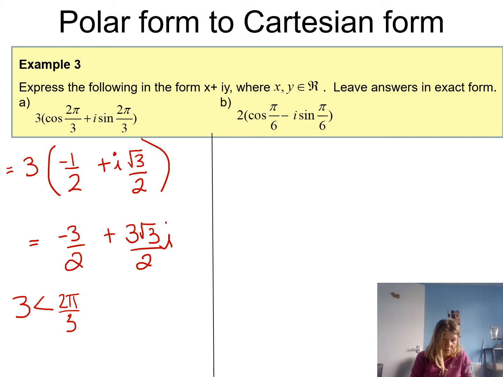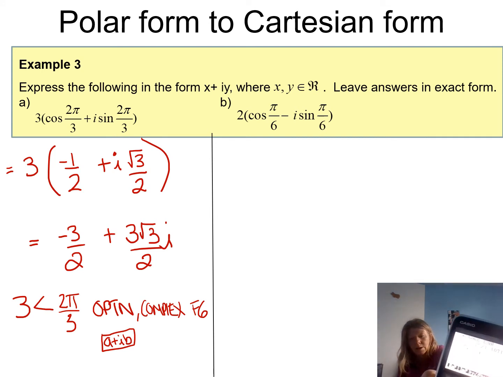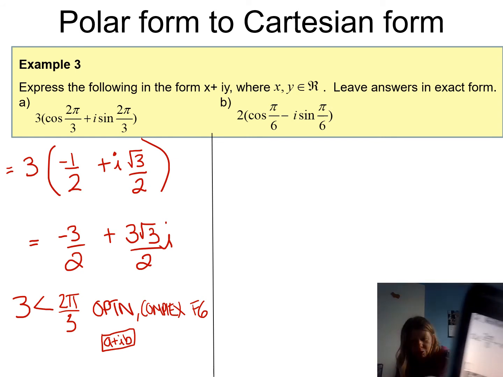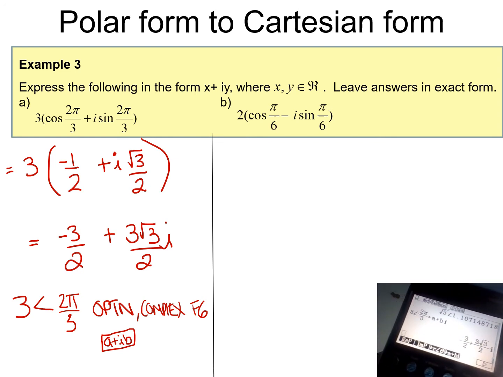And then you have to press option, complex, F6, and then the A plus IB button, and then it should give you that. And your calculator's pretty good, and it leaves it in some standard form. Anyway, I'll try and get this up, and I never get it up.